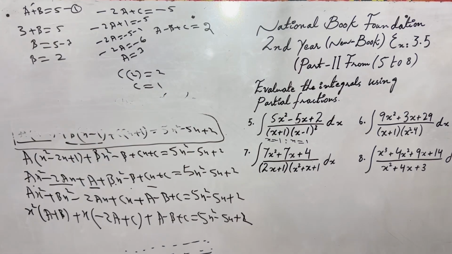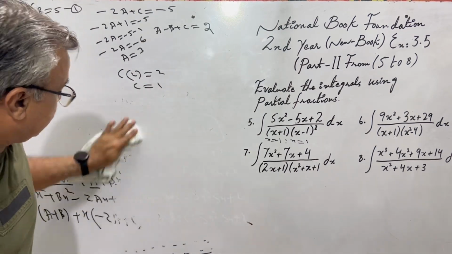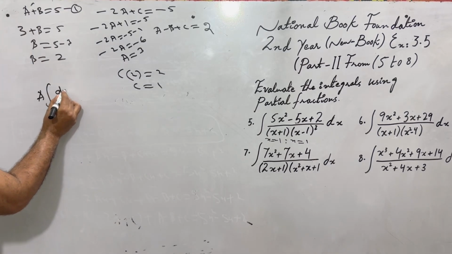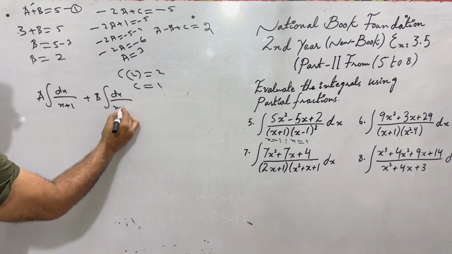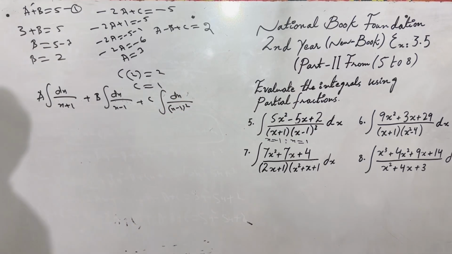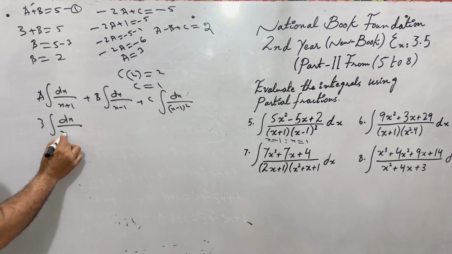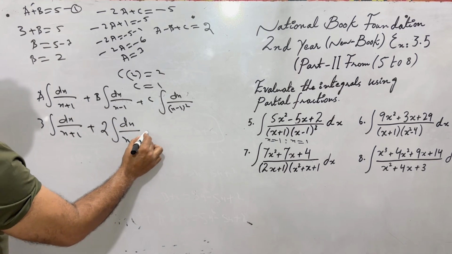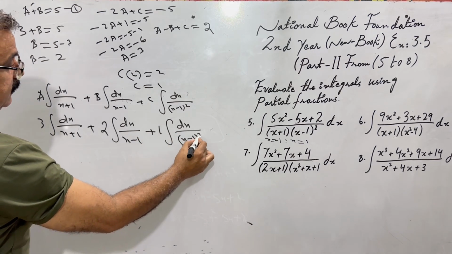Put these. Let me manage the show. I have written something like this: a times dx over x plus 1, plus b dx over x minus 1, plus c dx over x minus 1 whole square. Okay. The value of a I have 3. 3 dx over x plus 1. b, 2 times dx over x minus 1. c is 1, dx over x minus 1 overall square.